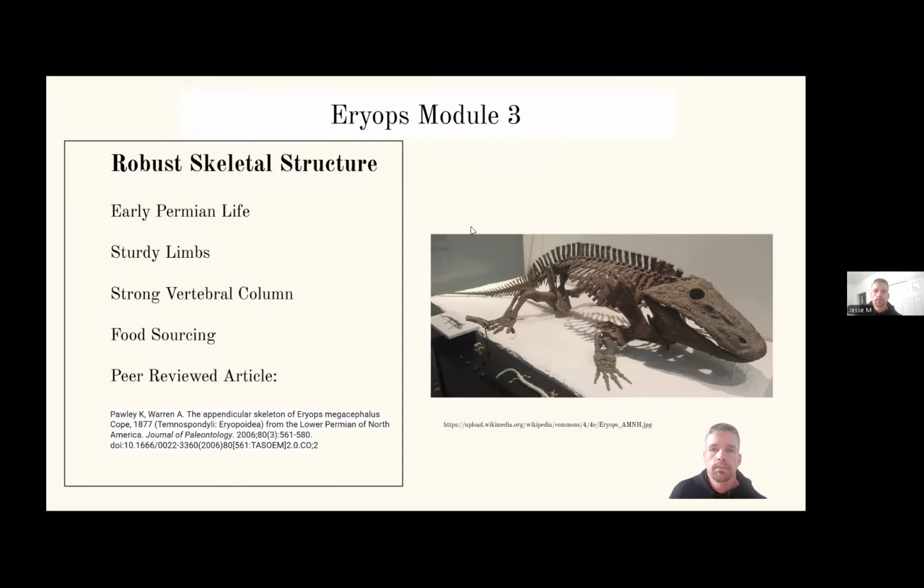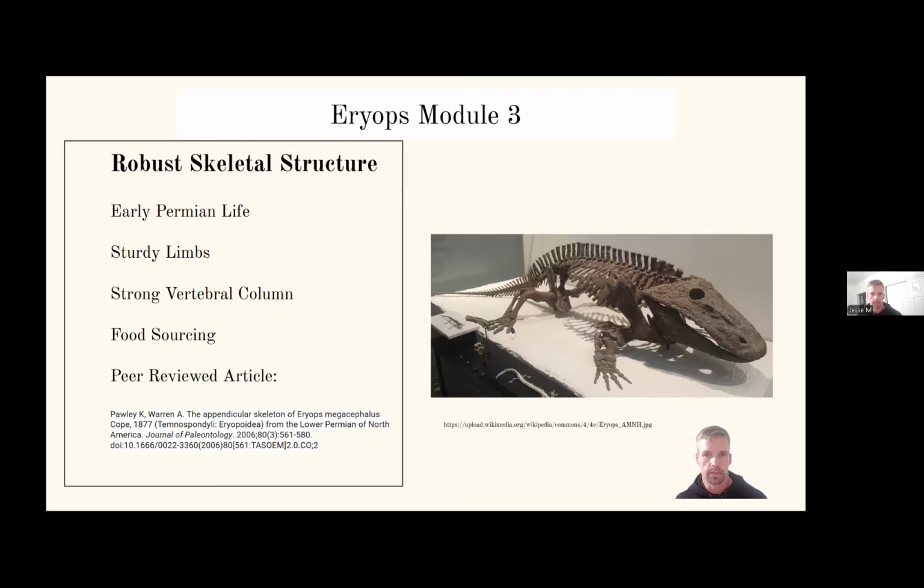All right, this is what I picked from Module 3. This is the Eryops. You can see a picture of what a skeletal structure looks like, and that's what I'm going to highlight. The key to adaptation is a robust skeletal structure. I think that shows it pretty well if you can see it over there. Extremely sturdy limbs, strong vertebrae column.